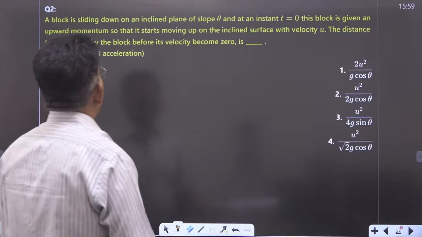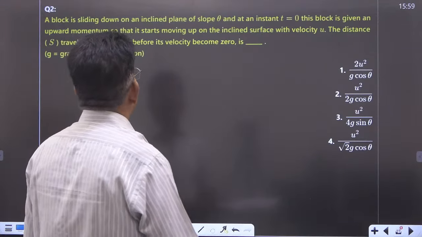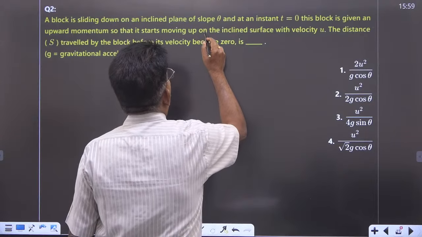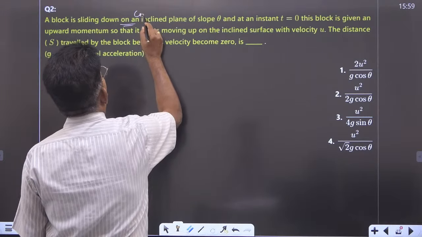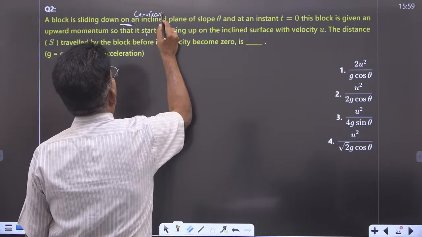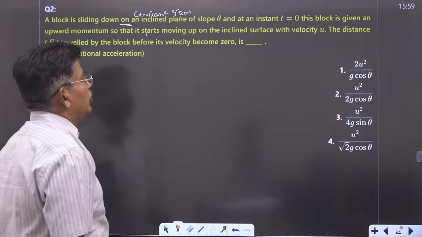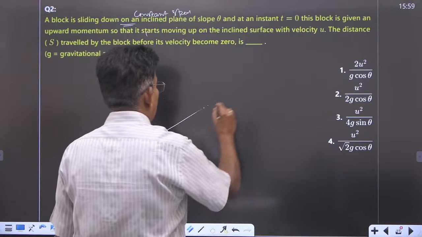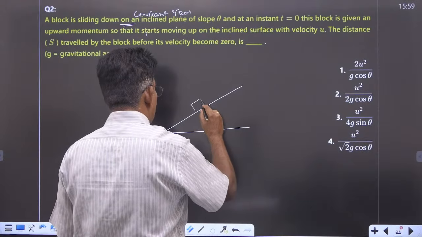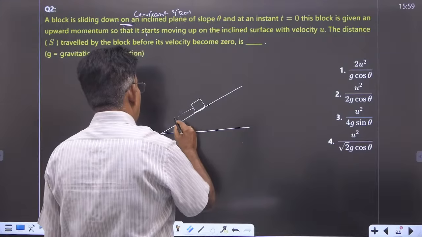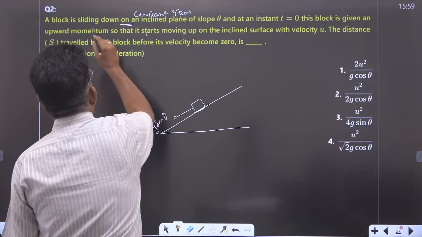Okay. Now tell me, a block is sliding down an inclined plane of slope theta, at instant t equal to 0. You have to say one thing, it is coming down with a constant speed, that is required. Then only we can do this problem. Now look, this block is coming down with a constant speed. So who pulls it down? Because it is told it was sliding down.